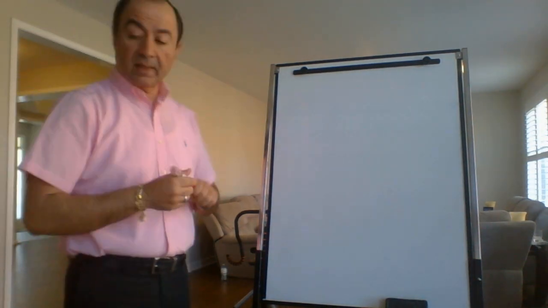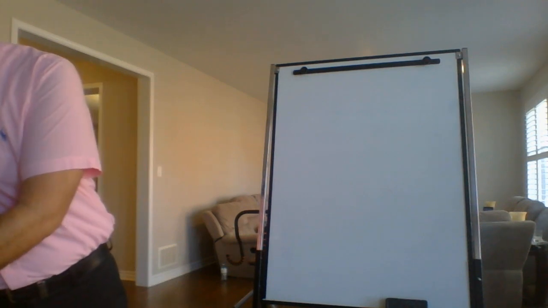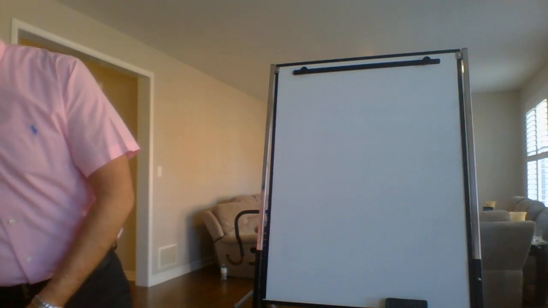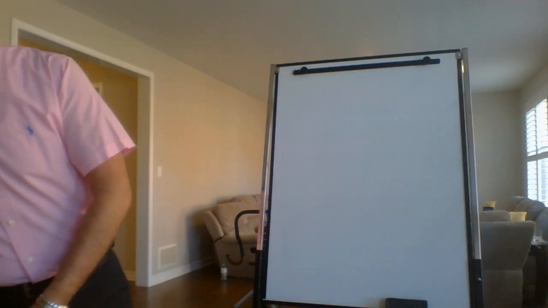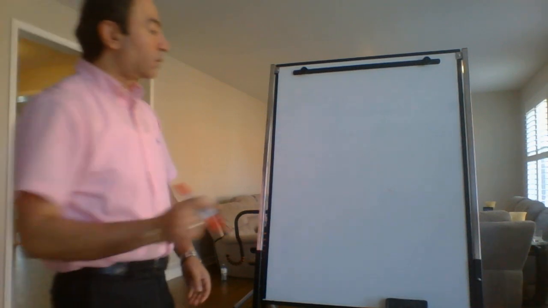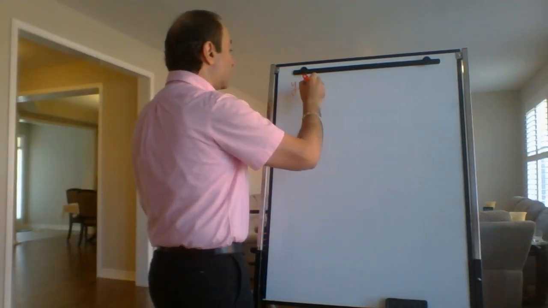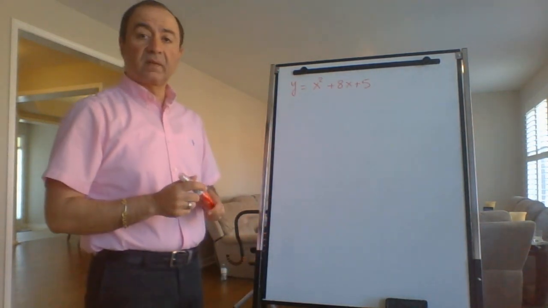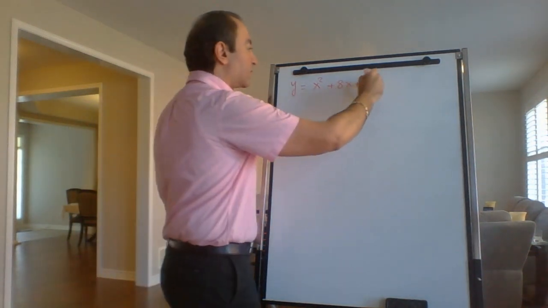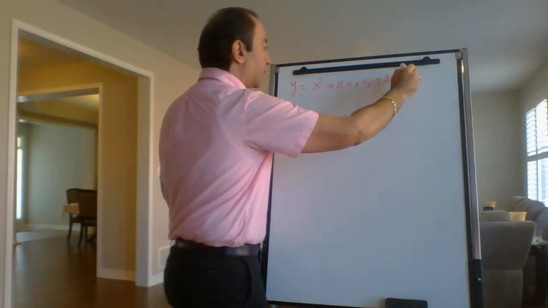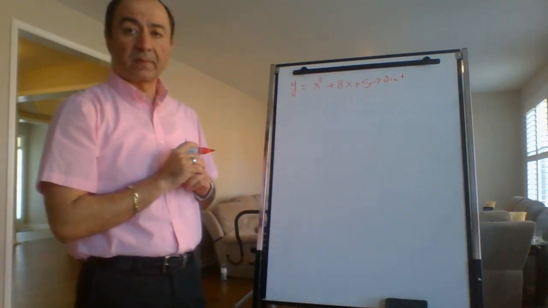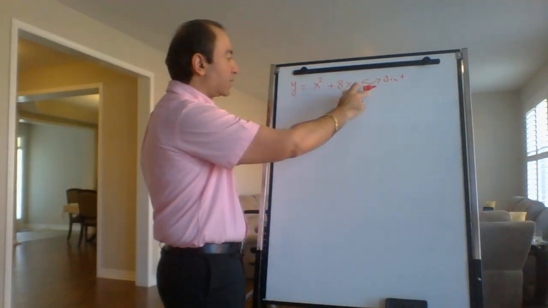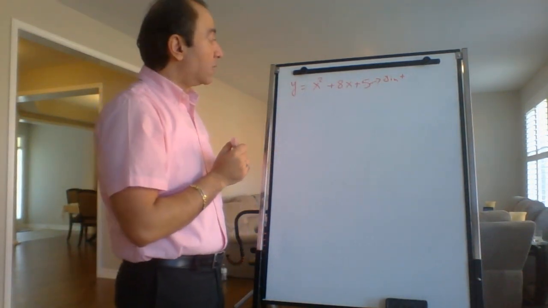So let us say we have a quadratic that looks like this: y equals x squared plus 8x plus 5. It is a quadratic in standard form, the y-intercept is 5, and it opens up because a is 1. But is this a perfect square? Unfortunately, it is not. 1 is a perfect square, c is not, so it is not a perfect square.